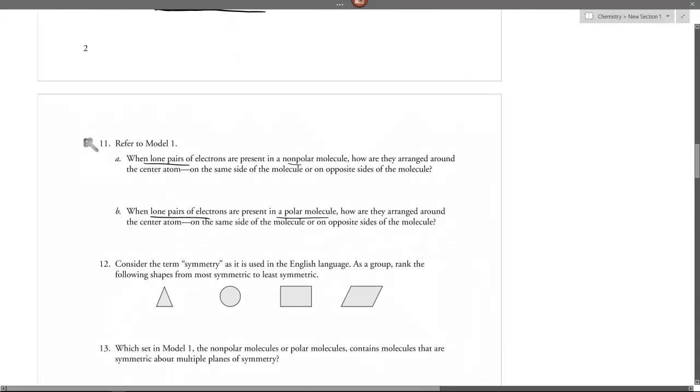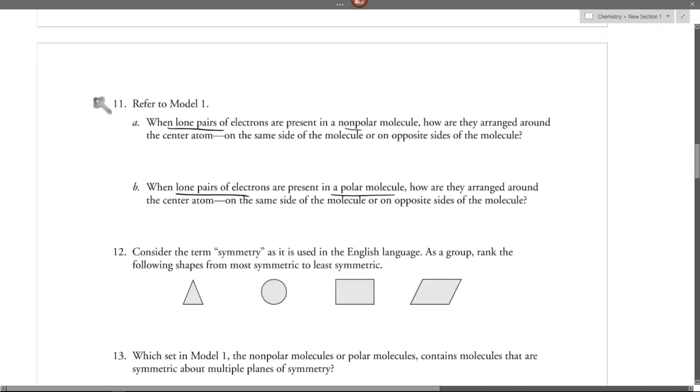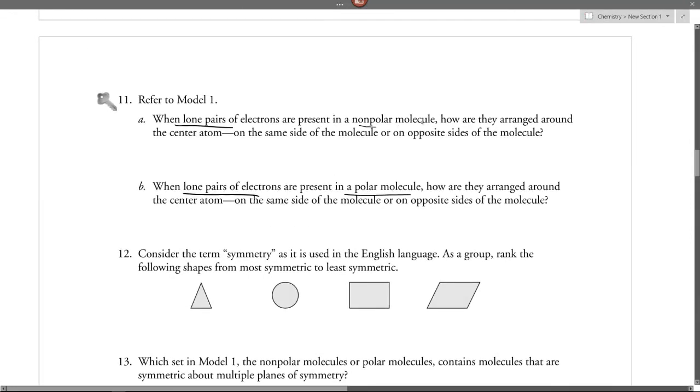our questions. When lone pairs of electrons are present in a nonpolar molecule, they are on opposite sides of the molecule. When lone pairs of electrons are in a polar molecule, they are on the same side of the molecule. So lone pairs: nonpolar, polar. Lone pairs in nonpolar molecules are opposite, and lone pairs in polar molecules are on the same side.